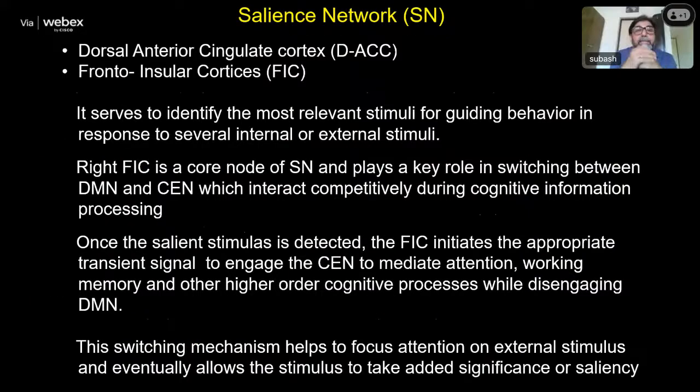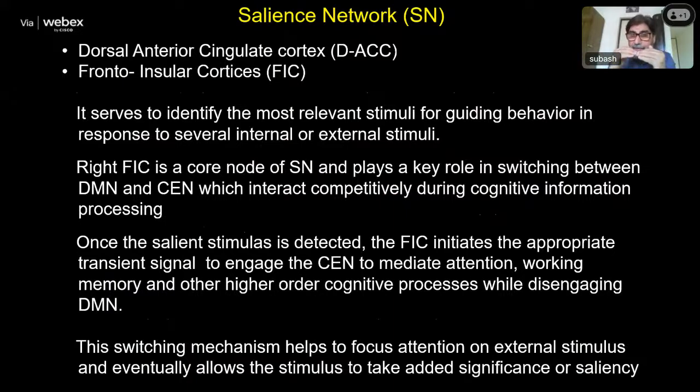So the next important network is the salience network. It has two areas: the dorsal anterior cingulate cortex and the fronto-insular cortex. In short, it serves to identify the most relevant stimuli for guiding behavior in response to several internal or external stimuli. Basically, suppose you are sitting idle, not doing anything, and I tell you, okay, recite a shloka. Now you have to go from random thought to a goal-oriented task.